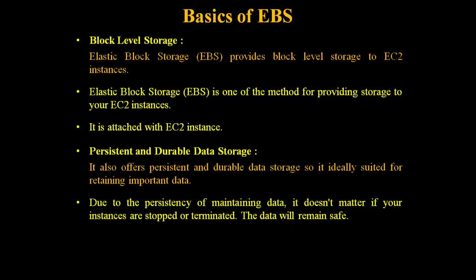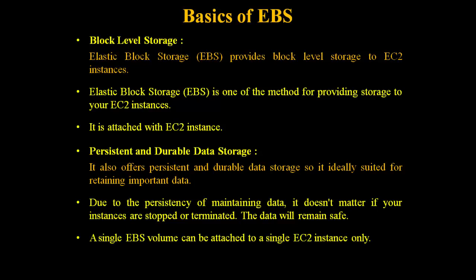When we attach an EBS volume to an EC2 instance, then using the EC2 instance we can store data inside the elastic block storage volume, and we can retrieve data whenever it is required. But once we stop or terminate our EC2 instance, our data will still remain as it is inside the EBS. This is very important.